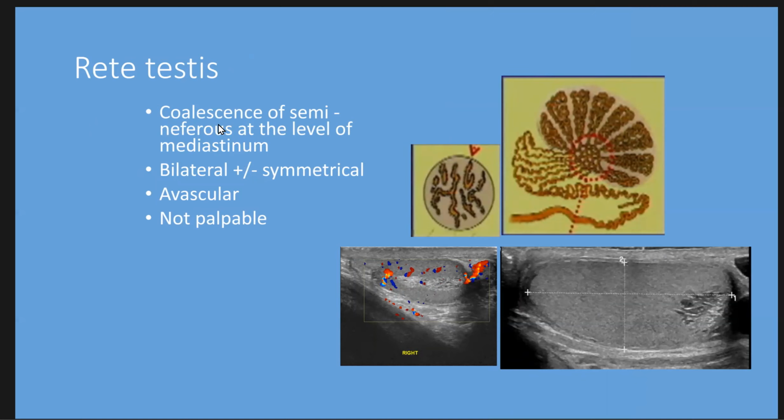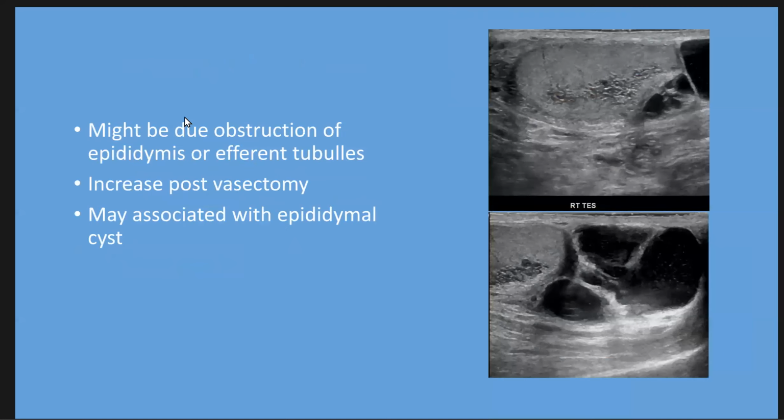Rete testis is a coalescence of seminiferous tubules at the level of the mediastinum here, and it is bilateral, more or less symmetrical, avascular, and not palpable. It might be due to obstruction of the epididymis or efferent tubule and increases after vasectomy, and may be associated with epididymal cyst. Here are the rete testis and the epididymal cyst.